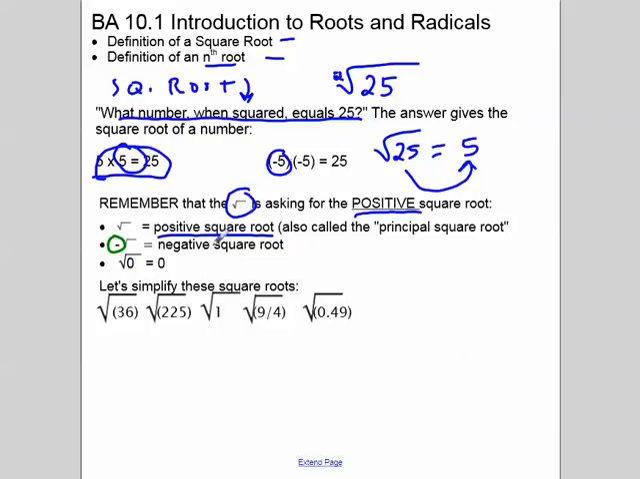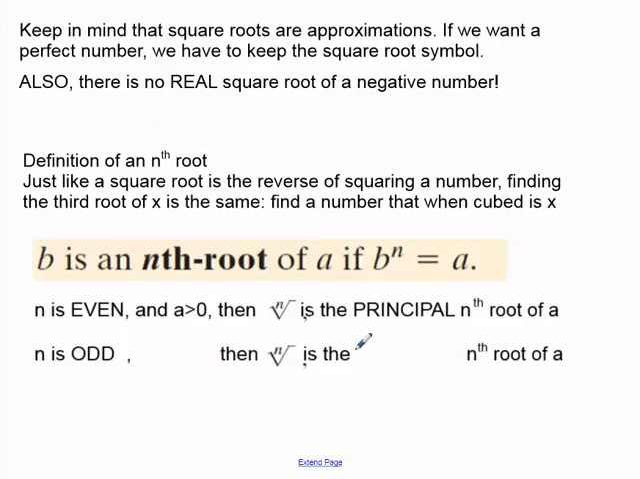So let's take a look at simplifying some general square roots. Square root of 36. Well, we know that 6 times 6 is 36. Square root of 225. 15 times 15 is 225. We're always looking for that positive square root. Square root of 1 is 1. Square root of 9 fourths is 3 halves, because 3 halves times 3 halves gives us 9 fourths. 9 fourths is what's inside that square root. Outside the square root is 3 halves. And there we go, just some general rules about square roots.